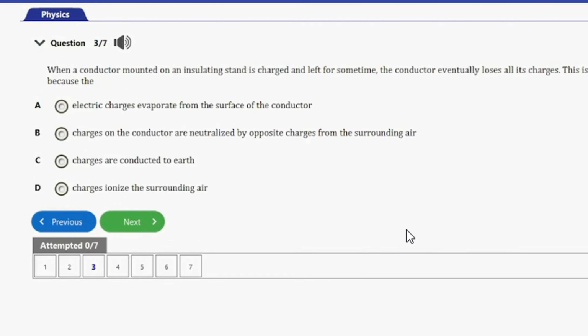The question says, when a conductor mounted on an insulating stand is charged and left for some time, the conductor eventually loses all its charges. This is because A, electric charges evaporate from the surface of the conductor. B, charges on the conductor are neutralized by opposite charges from the surrounding air. C, charges are conducted to earth. D, charges ionize the surrounding air. So guys, the answer to this question is option B here. Charges on the conductor are neutralized by opposite charges from the surrounding air. So let's go ahead and consider the next question, guys.